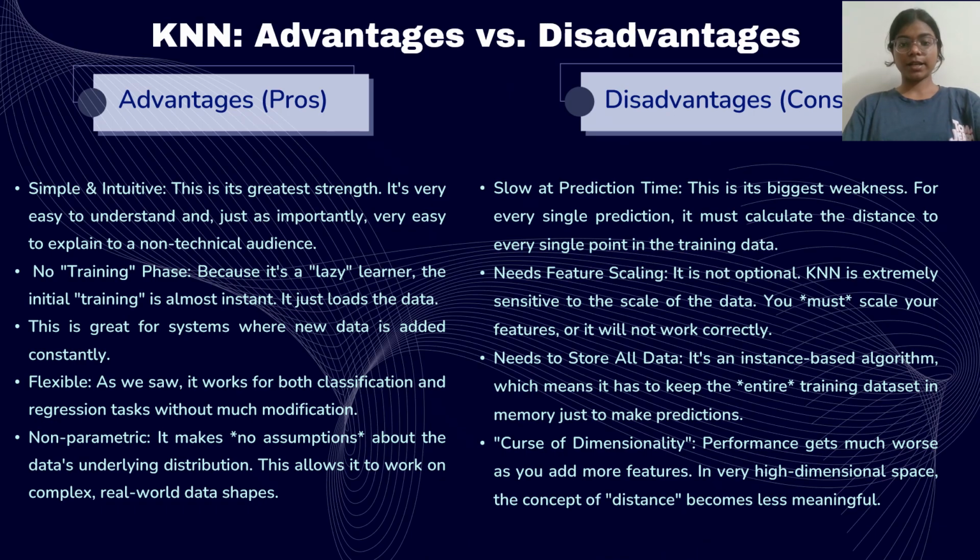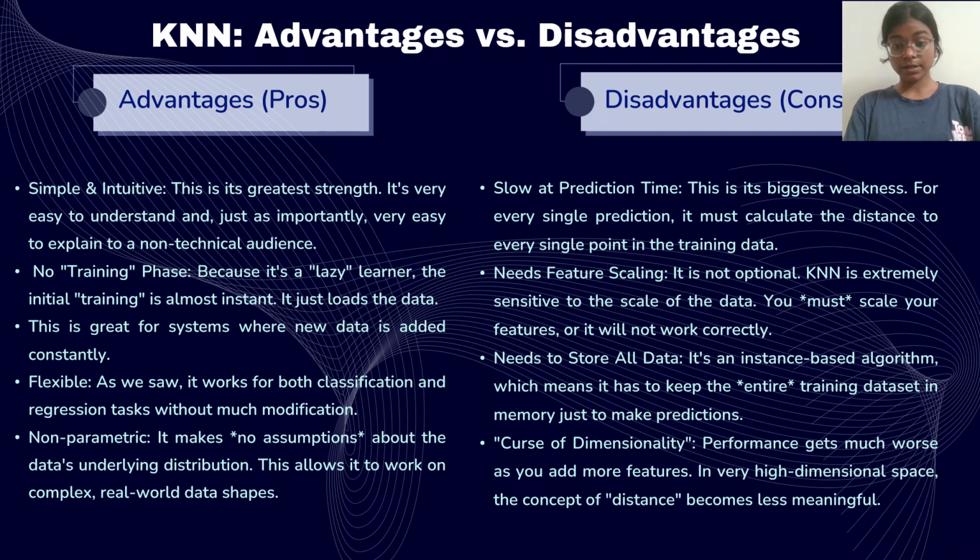Finally, let's summarize the good and bad of KNN. On the plus side, these are the advantages. It's simple and intuitive. This is its greatest strength. It's very easy to explain to a non-technical audience. There's no training phase. It's a lazy learner, so it's great for systems where new data is added constantly. It's flexible, working for both classification and regression. And it's non-parametric, meaning it makes no assumptions about your data shape.